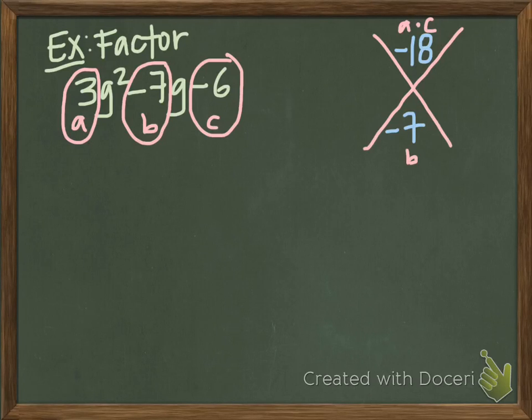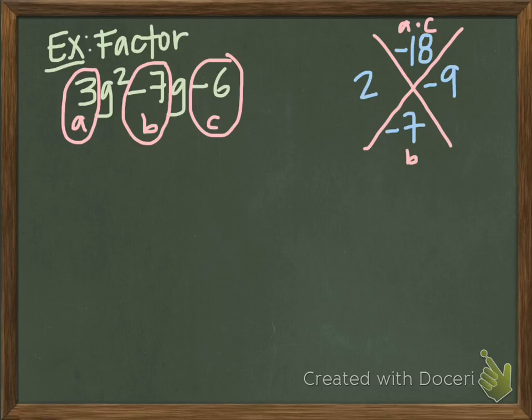Step 4, the thinking step. What are two numbers that multiply to make -18 but add to make -7? Let's just go through some things. Remember, to multiply to make a negative, one of the numbers has to be negative. So maybe -2 times 9. Those multiply to make -18, but those add to make a +7. So what if I was to change the -2 to a +2 and change the 9 to the negative? That still multiplies to make -18, but now it adds to make -7. So these are the two numbers I want to use.